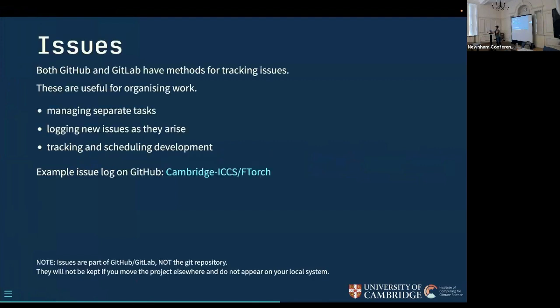So the first thing to talk about is issues. These are on both GitHub and GitLab, and they can be really useful for organizing your work. If you're working on multiple things at once, you can divide tasks up. It's also useful if you have problems that arise with your code that you don't want to fix immediately, but you want to make sure they're captured somewhere. And as you're developing a new piece of code, you can use it for tracking the work you're doing.